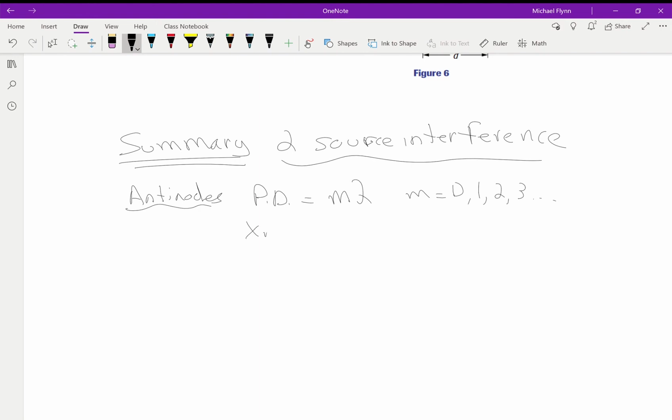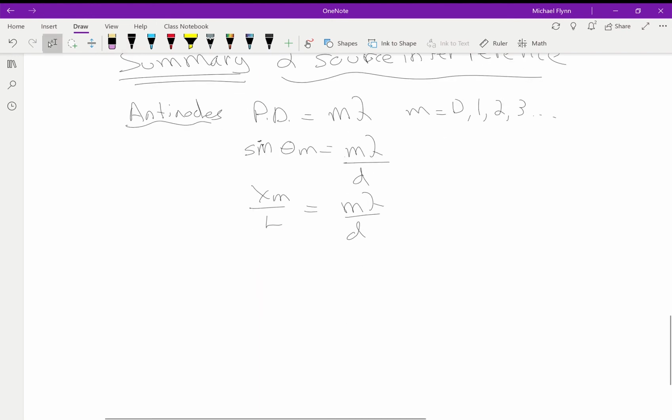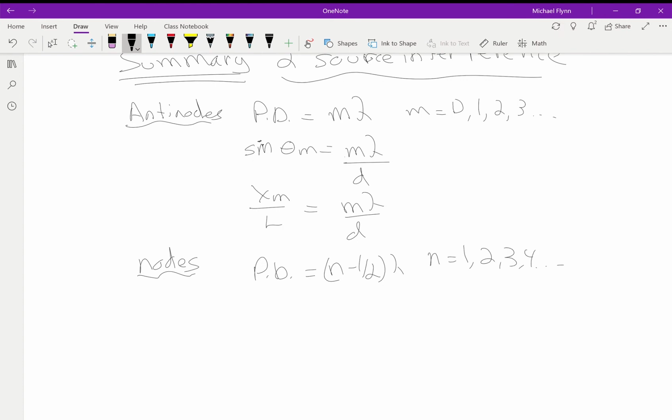Also, you can get this, xm over L. Actually, I'll write it like this, sine of theta m would be m lambda over d, and xm over L would equal m lambda over d. That's for antinodes. Now for nodes, or nodal lines, it goes like this. The path difference equals n minus 1/2 times a wavelength, where n is equal to 1. No 0 this time. 2, 3, 4, and so on.